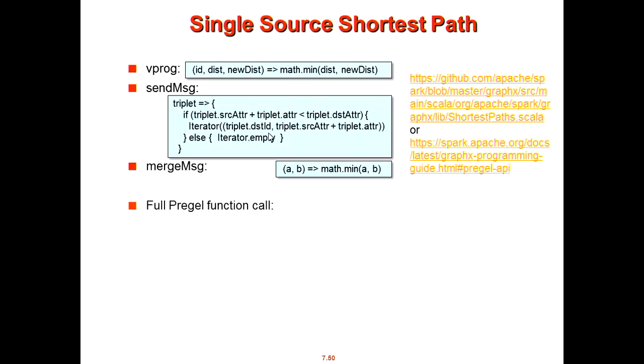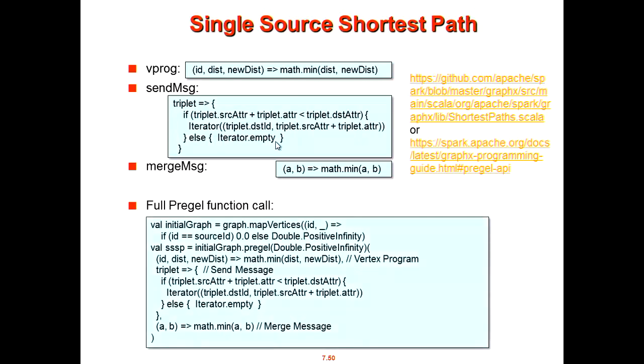So this is about three parts. So the full Pregel operator function call is like this. We remember that we also need to do initialization. So there's an initial graph. If ID is a source ID, the distance will be initialized as 0. Otherwise, it is initialized as infinity, the positive infinity. So see here, we use mapVertices. Previously, each vertex had one attribute, but now we need to update their attribute, the distance attribute. So we use this function to update their values.